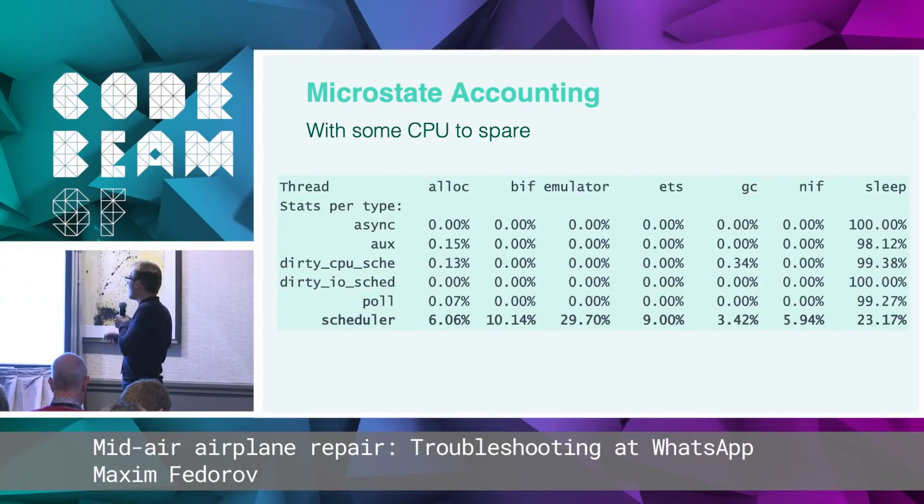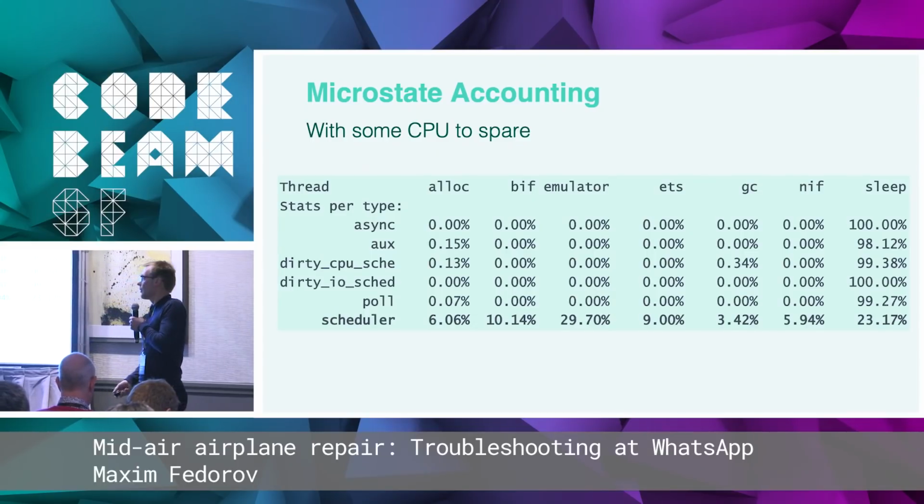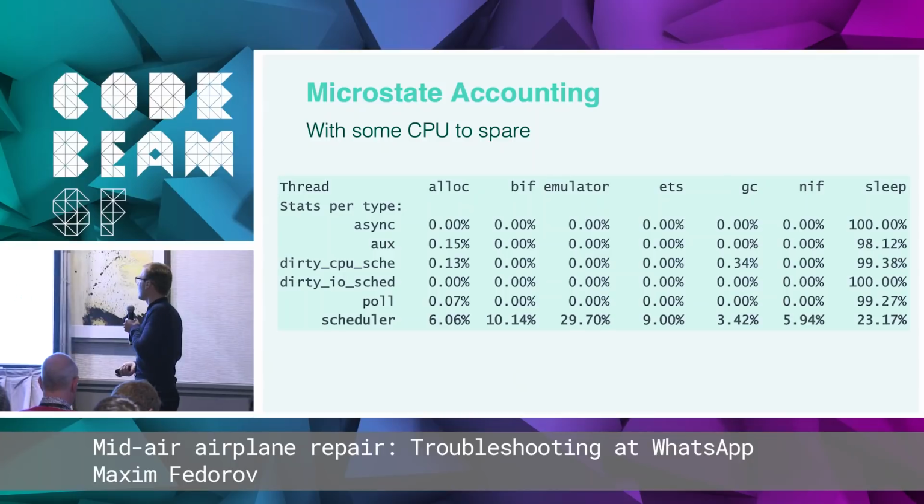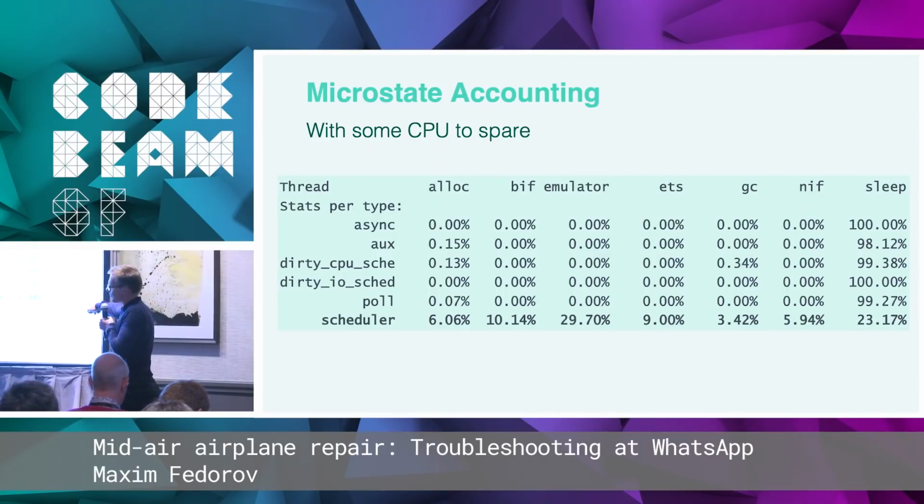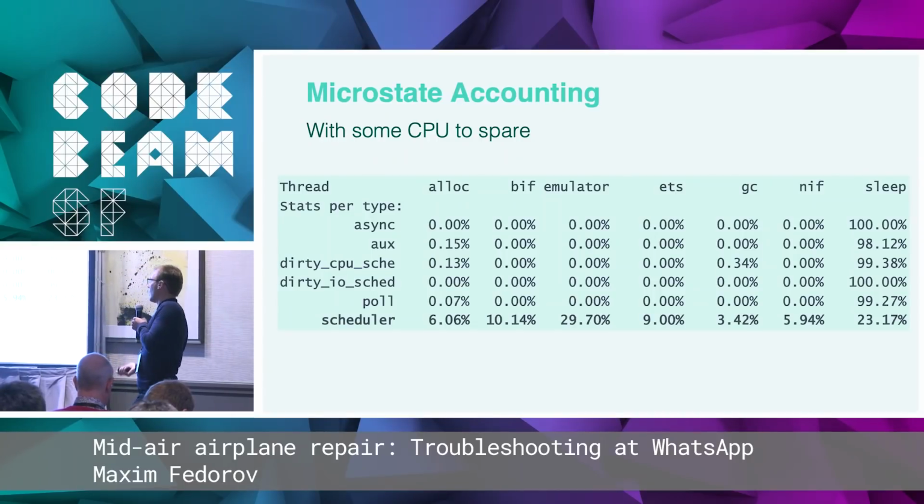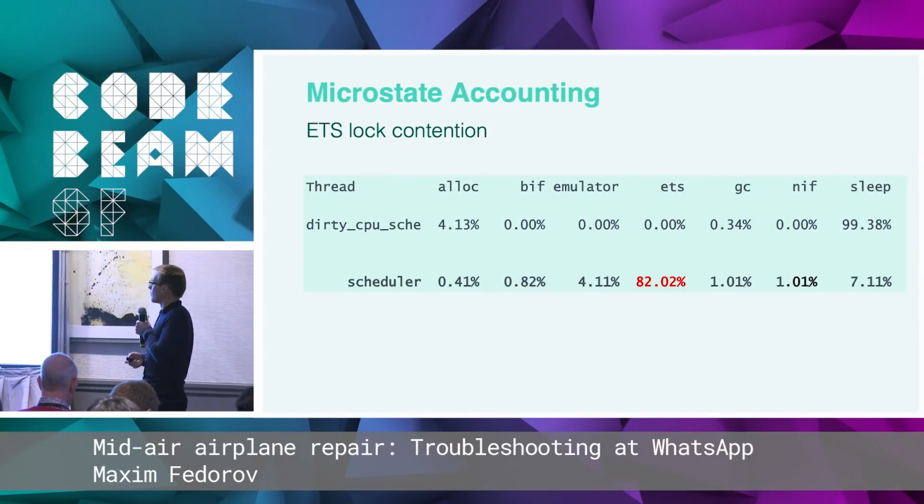This is how it looks when everything is kind of normal or even underloaded, just because we have a lot of schedulers actually sleeping and doing nothing. That means we should have some free CPU time, and we can increase the load on this machine. We still have at least 23% of normal scheduling time. But sometimes things go wrong.